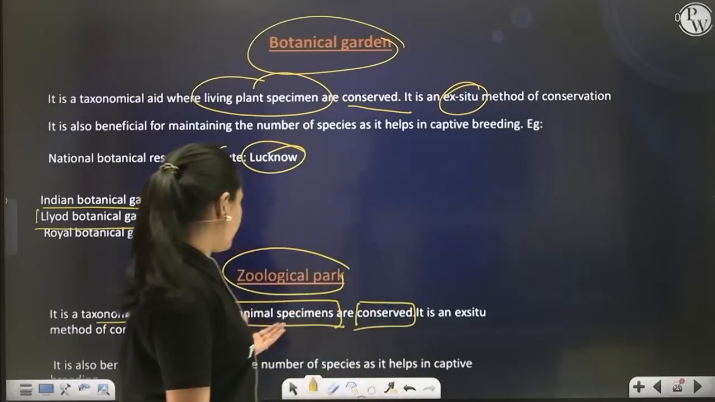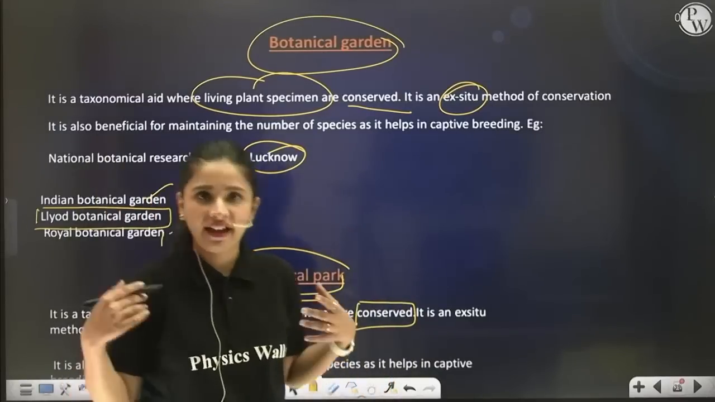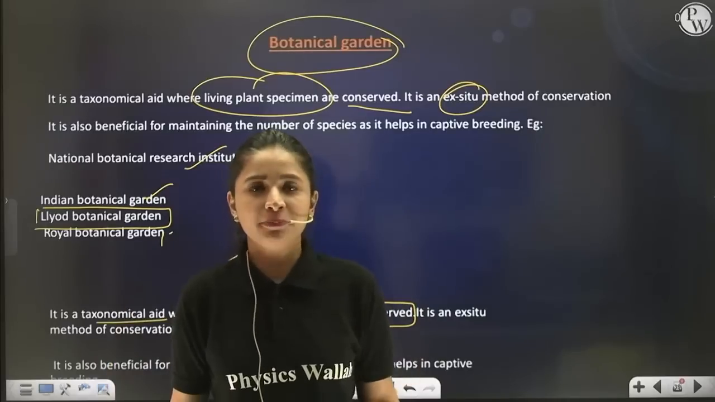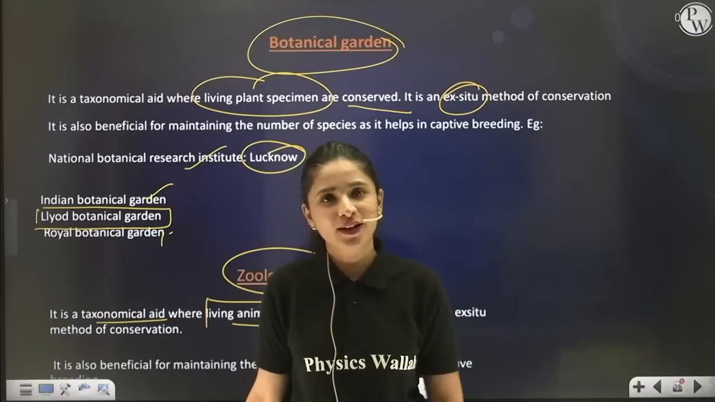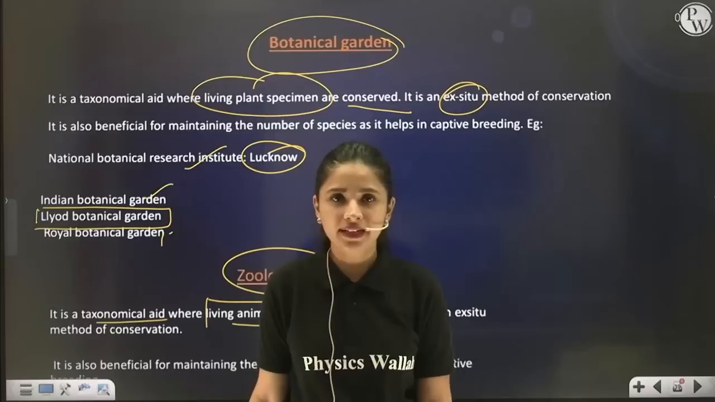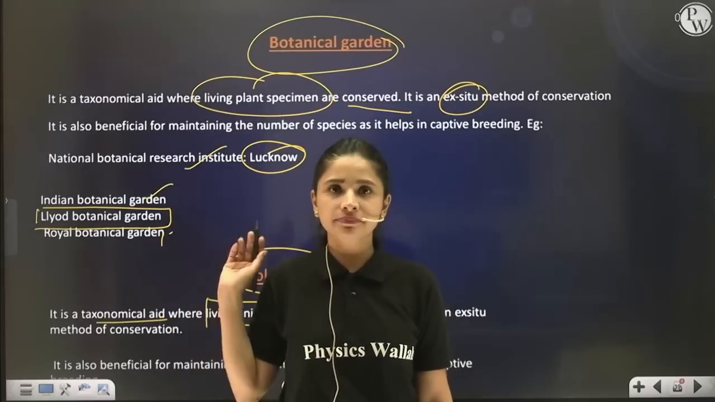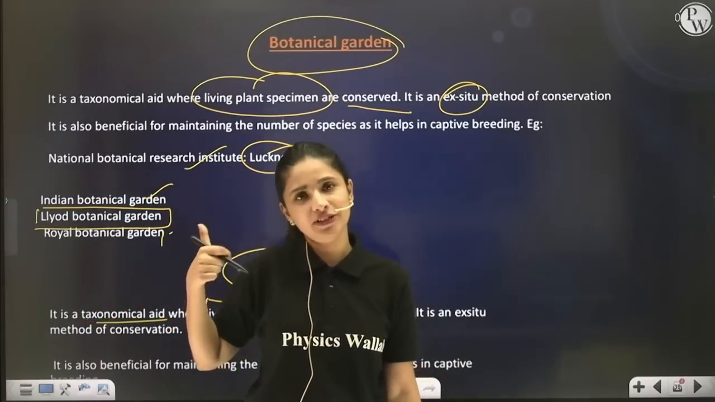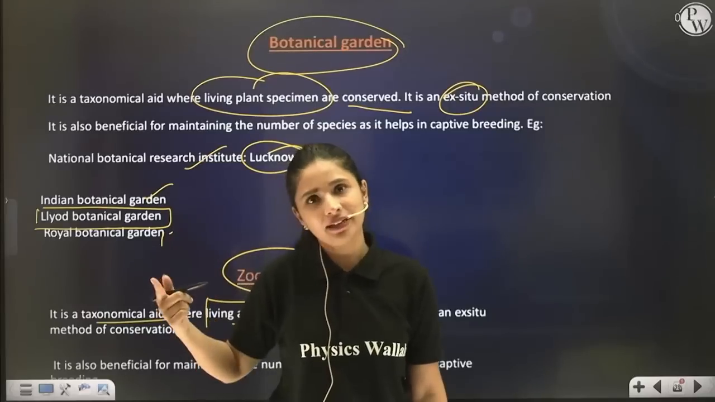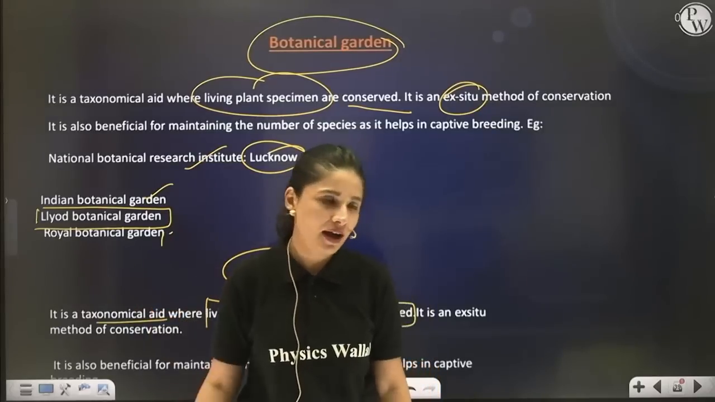Right? Coming to zoological parks, in every city, in every place you find zoos. A zoo is also like an amusement place for kids and everybody. Right? I hope all three taxonomical aids are clear. We did herbarium, we did botanical garden, and we did zoological park.